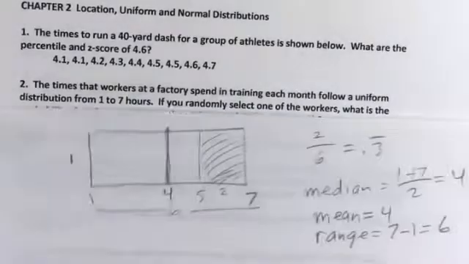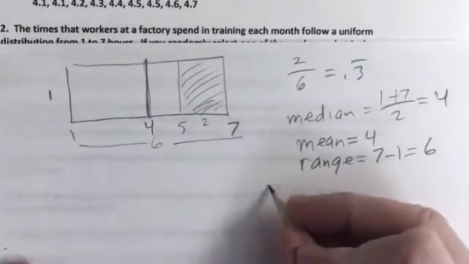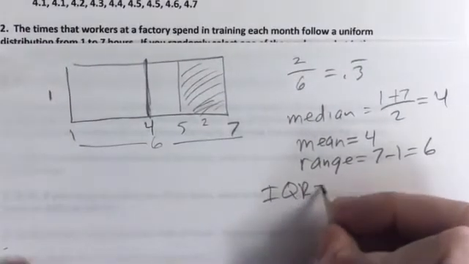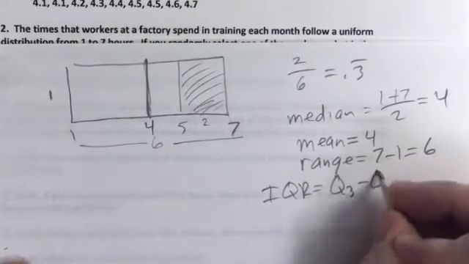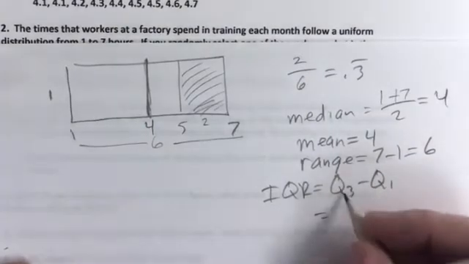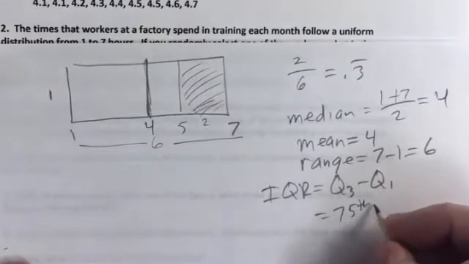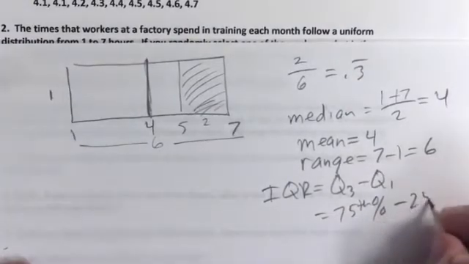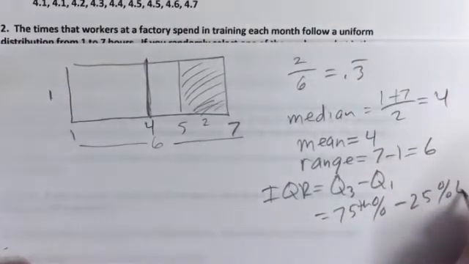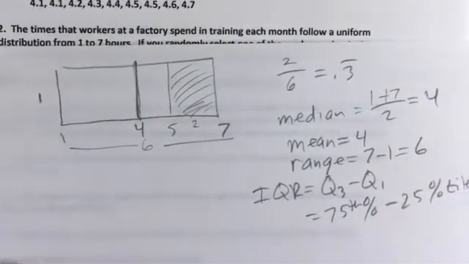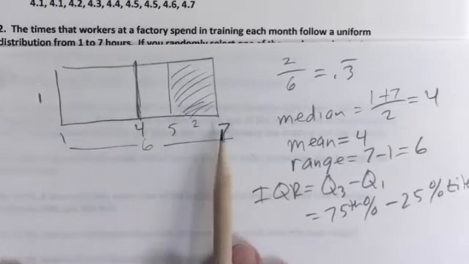Now, how about the IQR? That was a little more complicated. Remember, the IQR is equal to Q3 minus Q1. Q3 would be the 75th percentile minus the 25th percentile, which is Q1. Okay, well, what's the 25th percentile? It's 25% of the way through this.